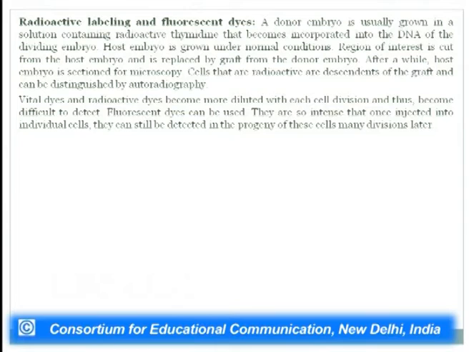So, fluorescent dyes can be used. They are so intense that once injected into individual cells, they can still be detected in the progeny of these cells many divisions later. They follow the same method as the radioactive labeling or the vital dye staining, but the dyes have a very long shelf life, and therefore they can be detected even in a very unstained background, even the smallest amount can be detected.